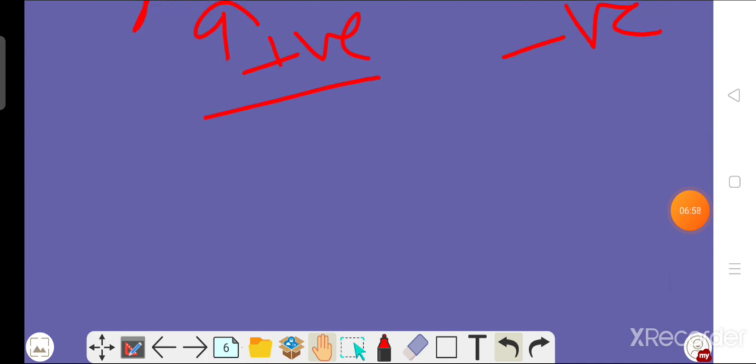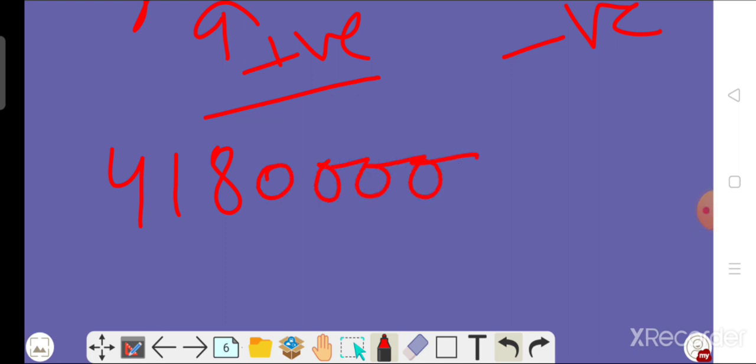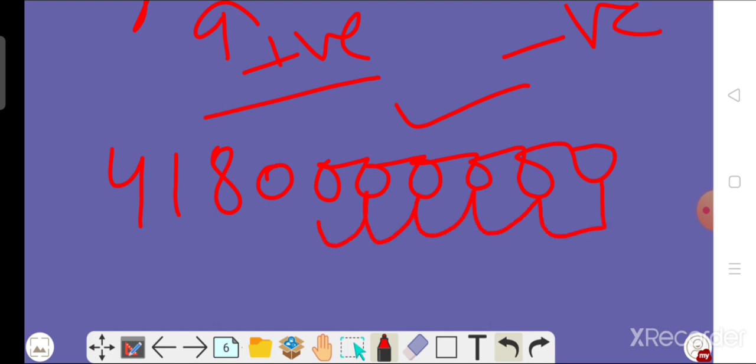If you have to represent a number like 41800000000 in scientific notation, firstly you have to count the number of places from the right side of the number. Okay. So count the numbers: 1, 2, 3, 4, 5, 6, 7, 8, 9.